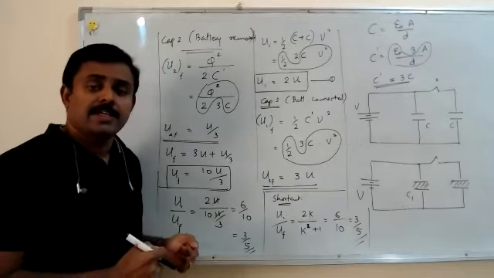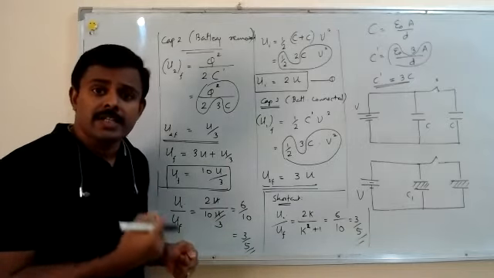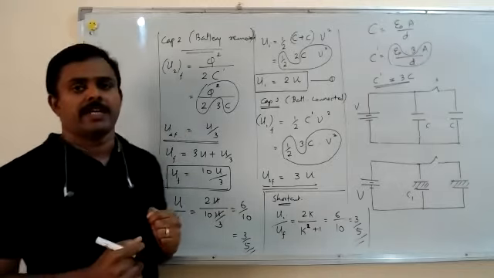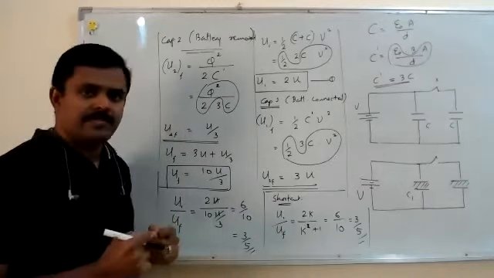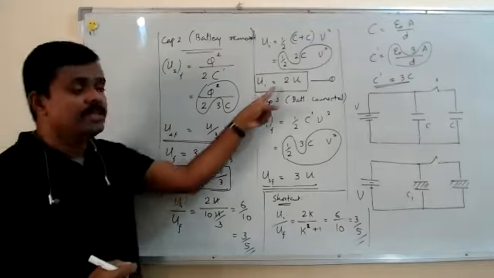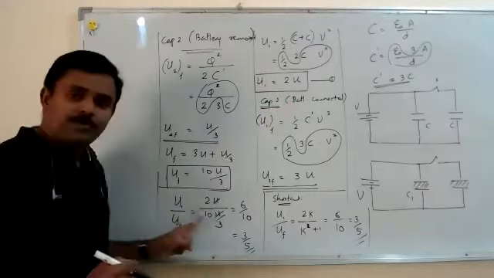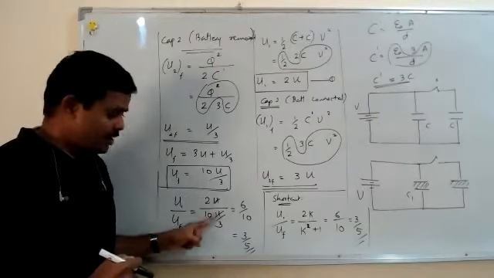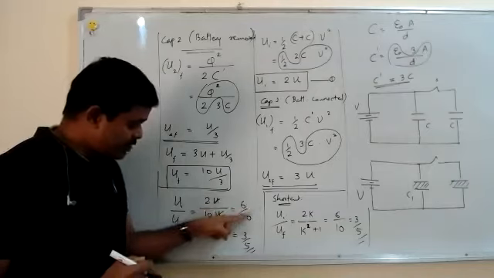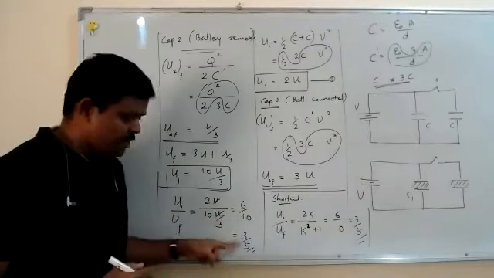The question is to find the ratio of initial energy to final energy, or energy of the initial configuration to that of the final configuration. So U initial by U final. What was U initial? 2U. What was U final? 10U by 3. U and U are cut. Take the 3 in the numerator, 10. If you cut it with a 5 and 2, this is 3 by 5.